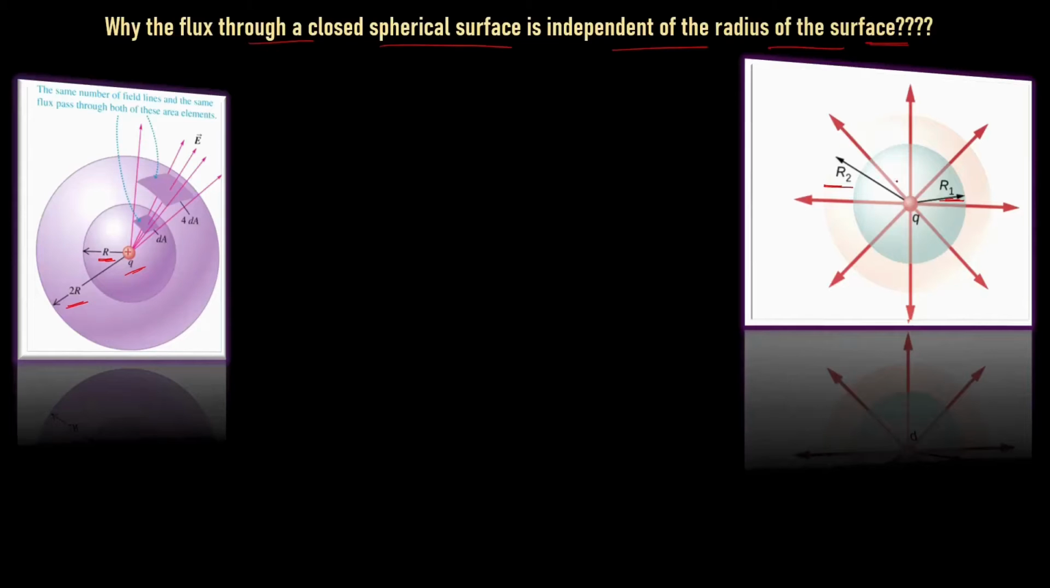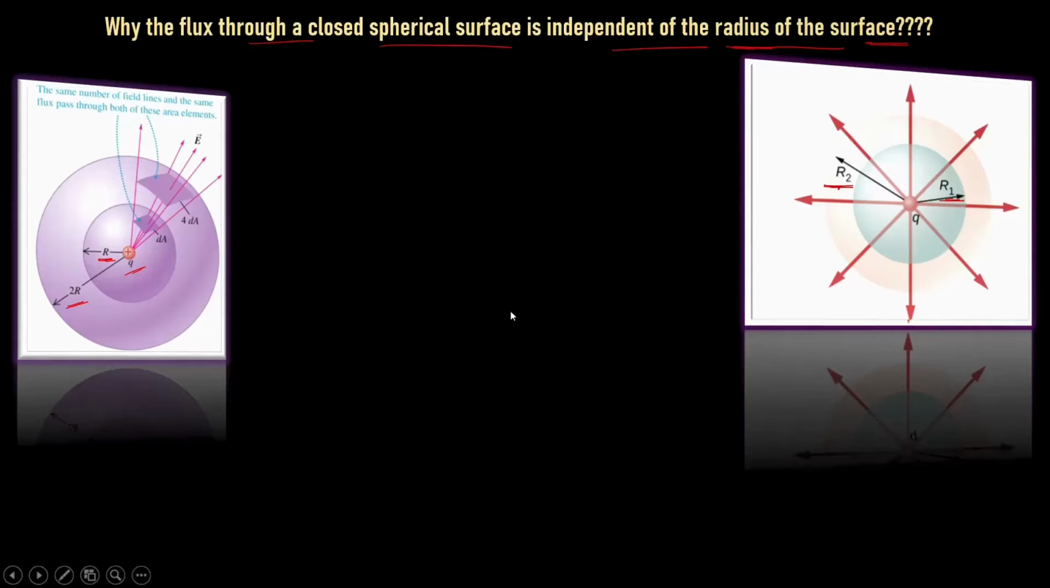The flux crossing this surface area will be independent of the radius of the surface. It doesn't mean that if the radius of the given surface is more, the flux will be more. That is the misconception that students generally develop, that it depends on the surface area. If we increase the surface area, flux will increase. It is not the case.